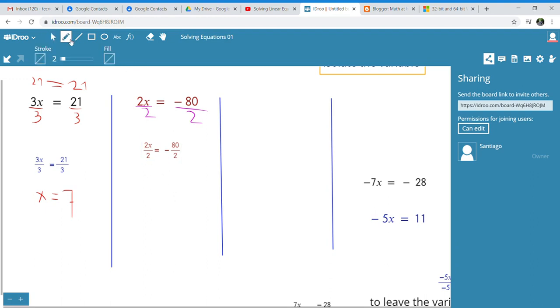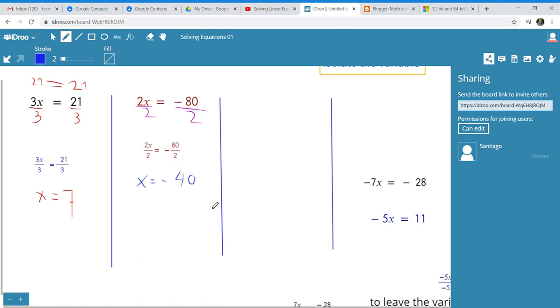2x divided by 2 equals x. That is the purpose, right? And negative 80 divided by 2 is negative 40. That is very good, very easy.